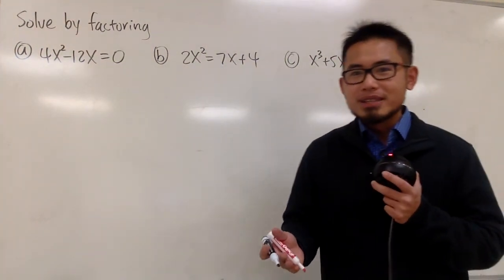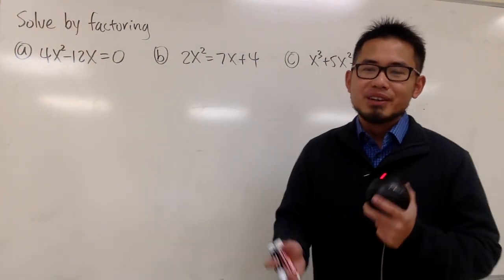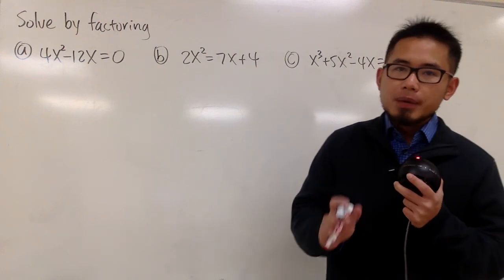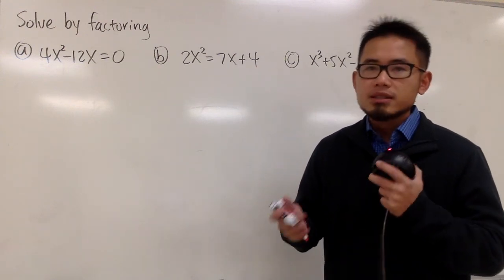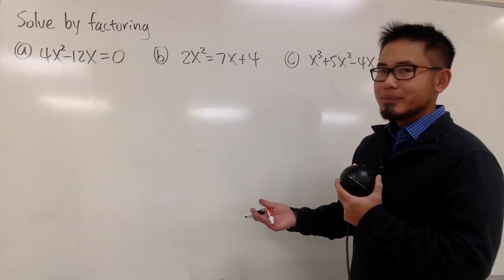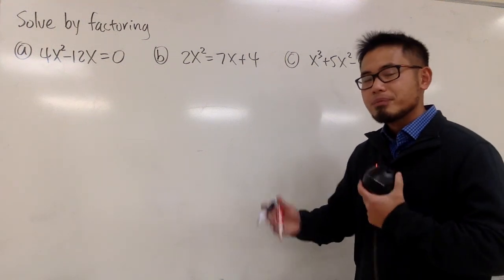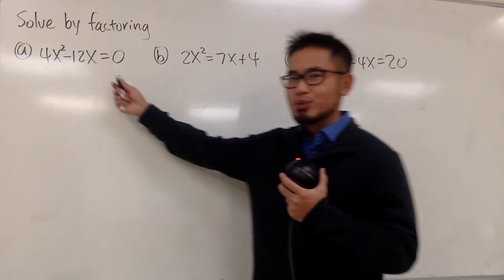Okay, in this video, I'm going to show you guys how to solve polynomial equations by factoring. And remember, the deal is that we have to make sure one side of the equation is equal to 0, and then factor the other, and then set each factor to be 0, and then solve. So let's look at the first one right here.